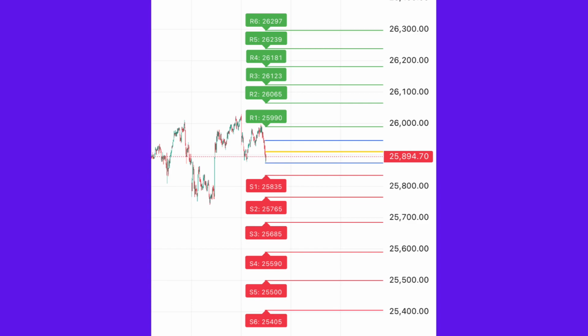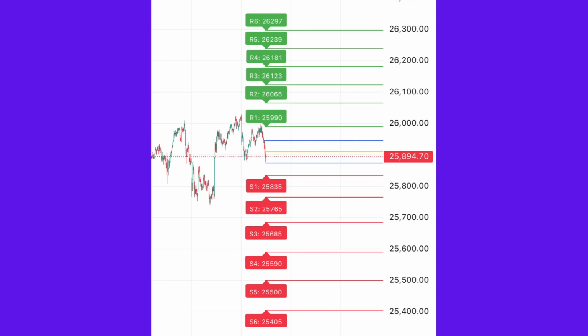Support levels, downside zones. S1: 25,835, S2: 25,765, S3: 25,685, S4: 25,590, S5: 25,500, S6: 25,405. The market is currently trading close to support zones, so S1 and S2 will be crucial levels to watch.